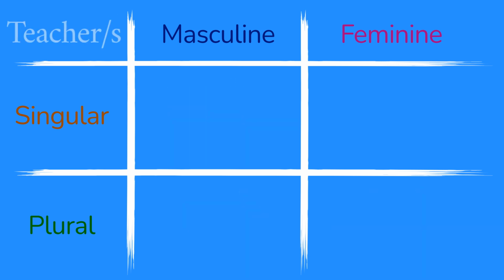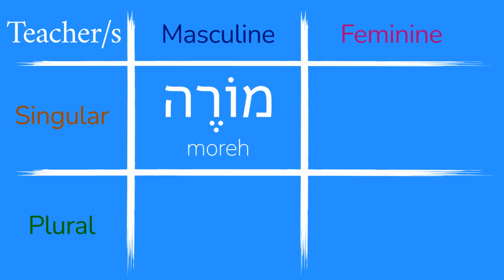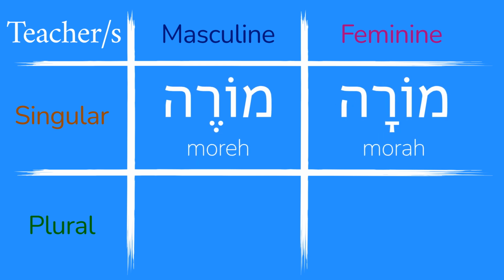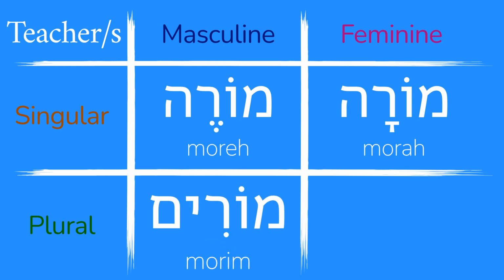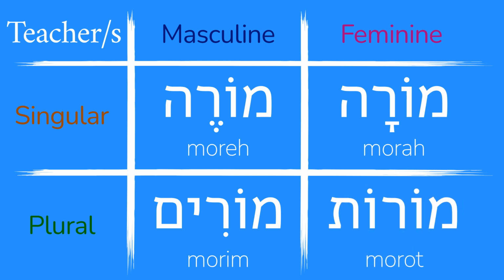The Hebrew words for teacher or teachers work the same way. More with an e ending is one single male teacher. Mora with an a ending is one female teacher. Morim with an im ending is a group of either all male teachers or a mixed group of male and female teachers. And morot with an ot ending is a group of all female teachers. More, mora, morim, morot.